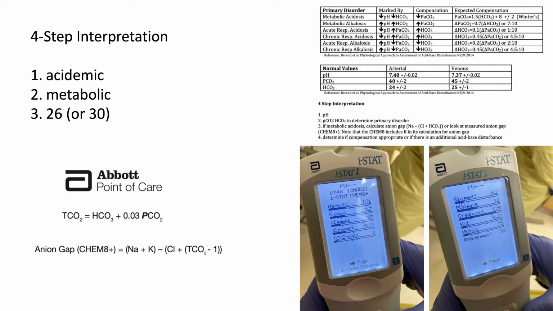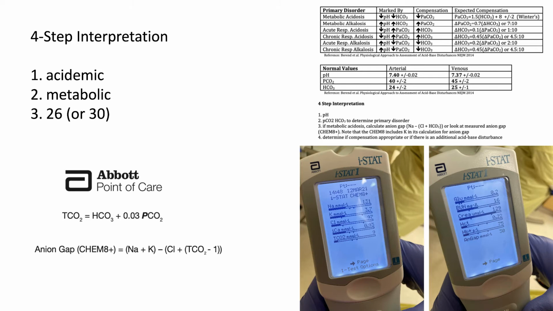These are the total CO2. These are just screenshots from the Abbott point of care manual. Of course, i-STATs are made by Abbott. And you can see how the total CO2 is calculated. The total CO2 is always going to be a little bit higher than the bicarb. Now, if you think of a normal partial pressure of CO2 of around 40, 0.03 times 40 is 1.2. So that's where they derive the number 1.